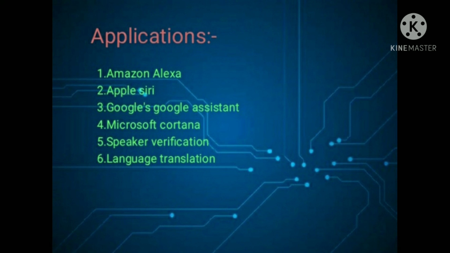Next is Google Assistant. It is the same as Amazon Alexa. That means instead of typing, we can speak the words. Next is Microsoft Cortana. It is also the same as Apple Siri and Amazon Alexa.